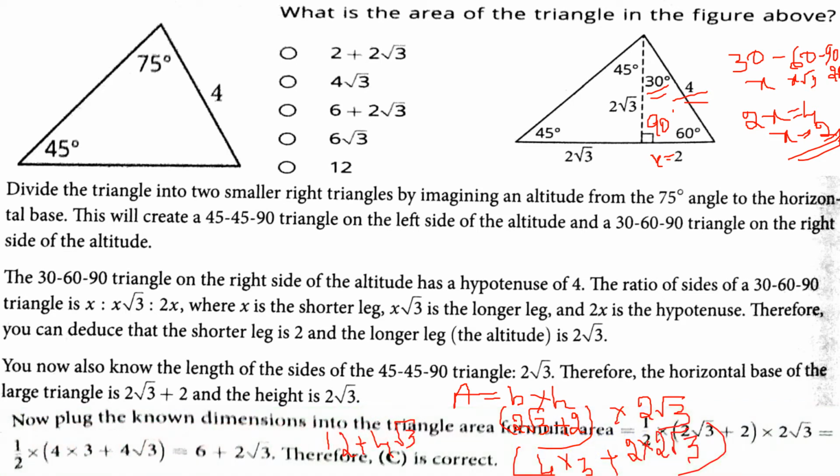So which answer is correct? You just see here, the half is missed. It should be half into base into height. So divided by 2, it is nothing but 6 plus 2 square root of 3. You will get the answer like this. 6 plus 2 square root of 3 is the correct answer for this problem.